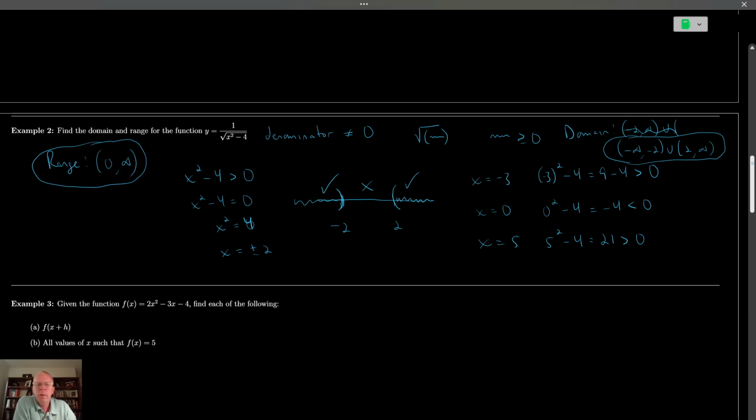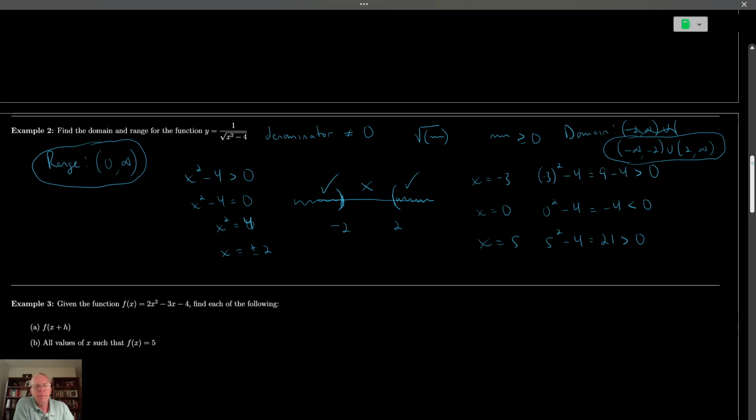But when you work with the range, a lot of times it's mostly just going to be thinking about, could you get a negative value? Could you get 0? Could you get a positive value? And if you can get a negative, could you get any negative? If you can get a positive, could you get any positive? Now, could you get any positive number from this?